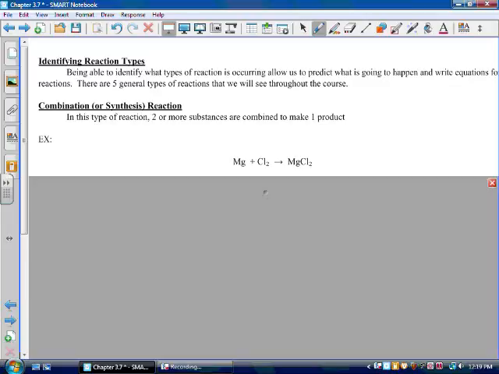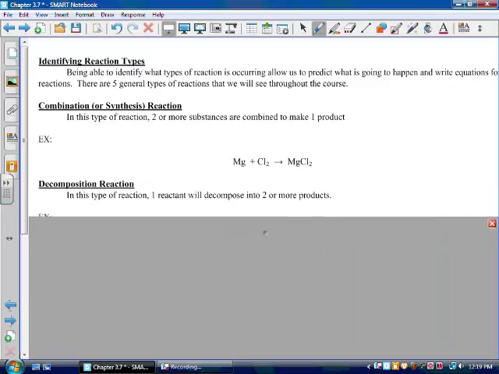An example here is like we would have done earlier on. I take 2 elements, magnesium and chlorine, combined together, they produce magnesium chloride. Now again, these are pretty simple to do prediction-wise. If you're given just 2 elements and you're asked to write the products out of that, you simply do as we've done earlier. You look up the charge of the 2 elements, and then you do the crossover method and write the formula. So a combination reaction, again, is 2 reactants forming one product.